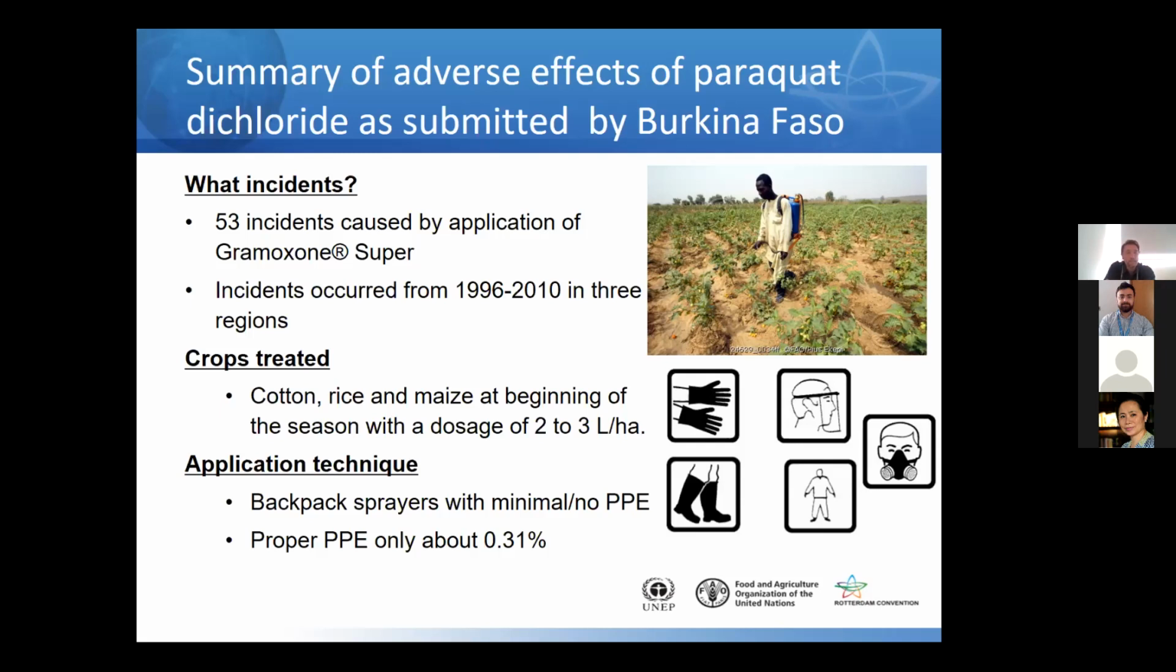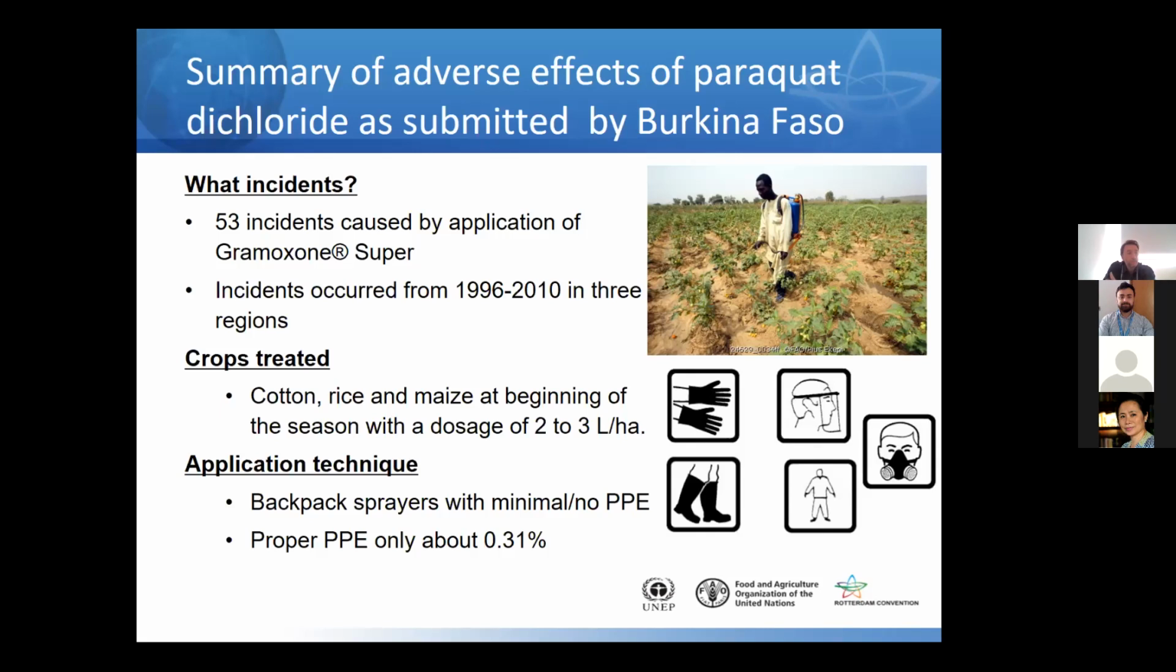The product was applied using a backpack sprayer, and in many cases little or no personal equipment was worn as a result of various factors such as lack of financial means to acquire this kind of equipment, inappropriateness of personal protective equipment for the local climatic conditions in the country, and also underestimation of the dangers of the pesticide. And the proper PPE was worn only in 0.31% of the cases.